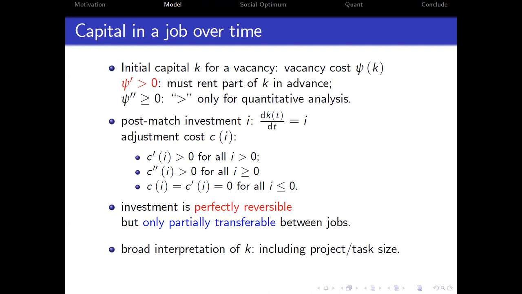Okay, in this case, if the other job was vacant before, you still need to incur this cost to create. Just because one job has a capital, you can't just costlessly move to a second job and then fill that one. You still need to go through the vacancy cost.